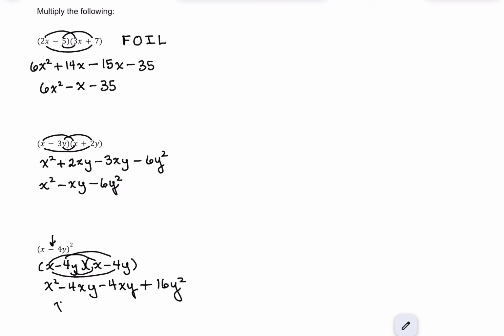Combining like terms, our x squared comes down. Negative 4xy minus another 4xy is minus 8xy. And then plus 16y squared.